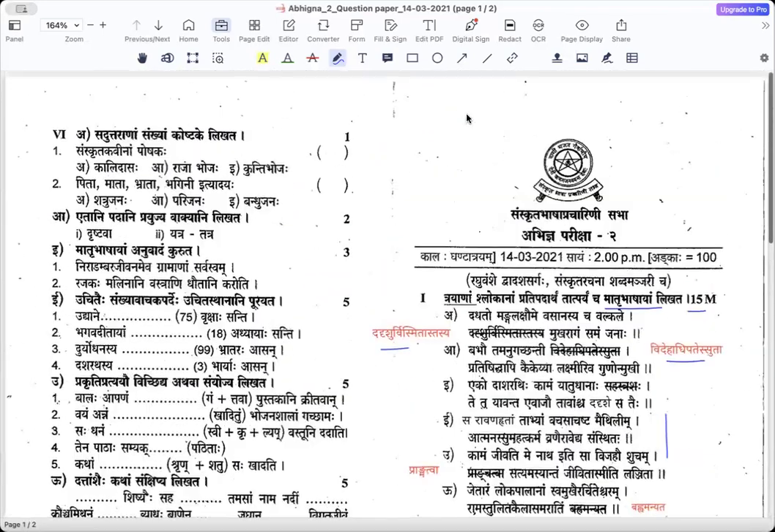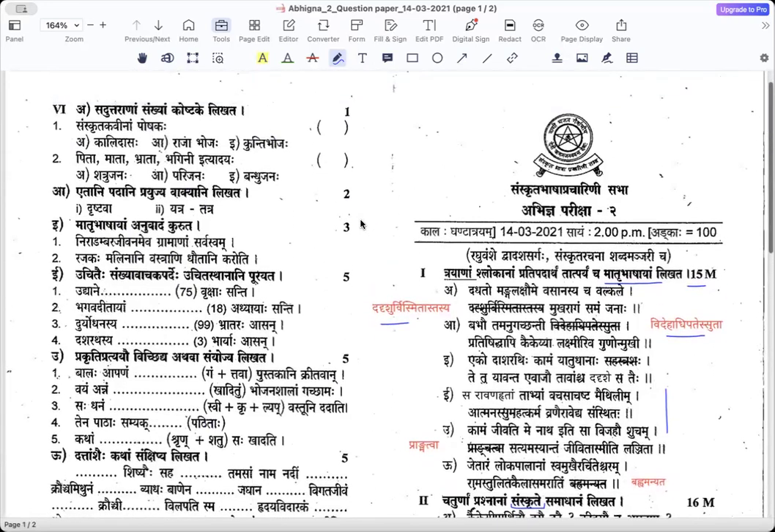Next section is the Saduttaranam. Don't forget this one, the last page. Sometimes people forget that last page and write only for some 80 marks or 75 marks. So, Saduttaranam Sankhyam Koshtake Likhata: Samskrita Kavinam Poshakaha, Kalidasaha, Raja Bojaha, Kunti Bojaha. So, who is the patron of all the poets? So this again is in Samskrita Rachana. You must have seen that. So Raja Bojaha eva Samskrita Kavinam Poshakaha.